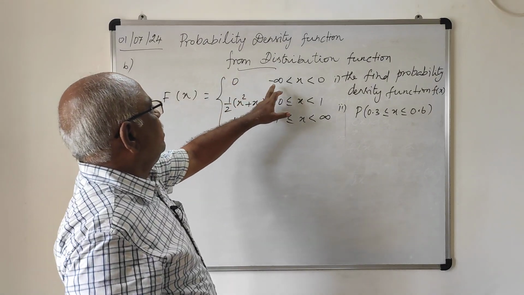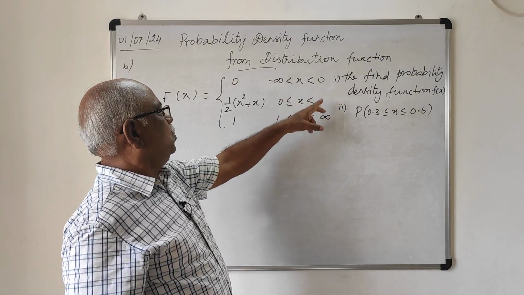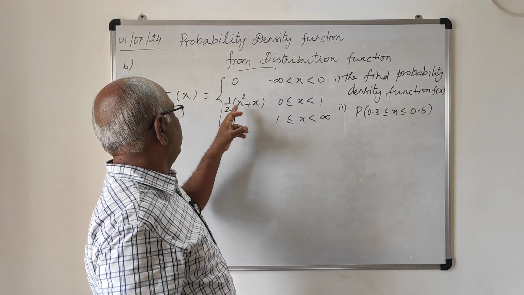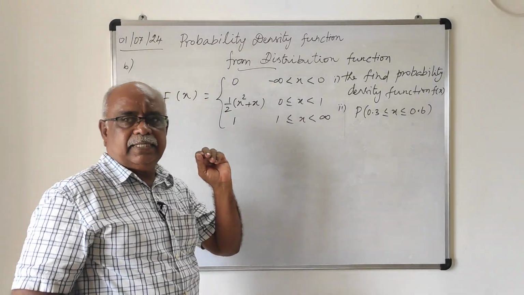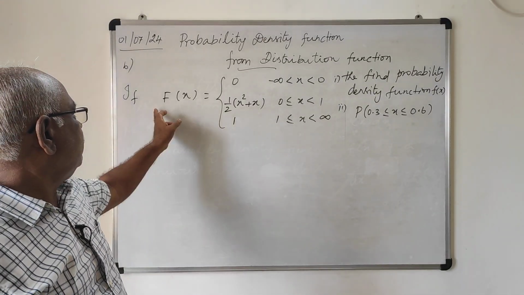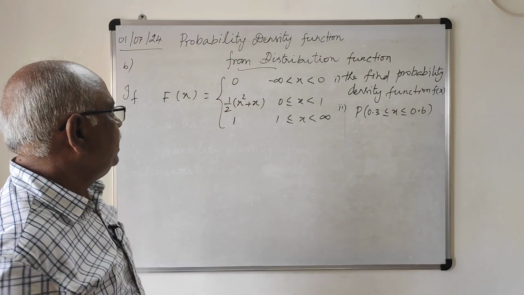So, in the interval minus infinity to 0, capital F of x is 0. In the interval 0 to 1, capital F of x is half into x square plus x. And in the interval 1 to infinity, the distribution function capital F of x is 1. From this data, you have to find out the probability density function.